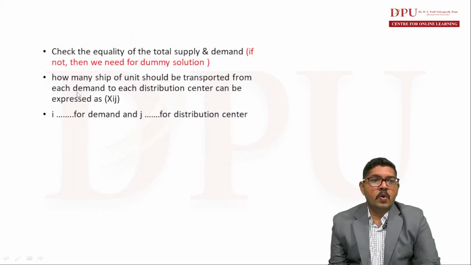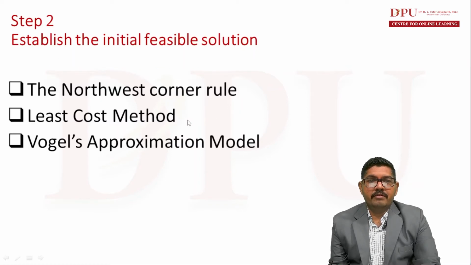Okay, so how many units should be transported from each source to each distribution center can be expressed as Xij. So Xij is the quantity of material that can be transported from each source to each distribution center. I for the source, J for the distribution center. Then we need to establish the initial feasible solution.